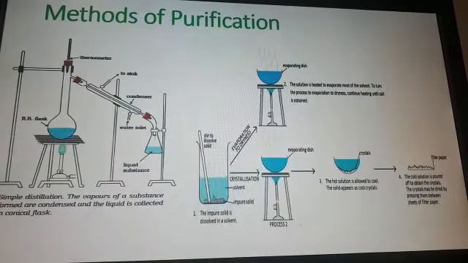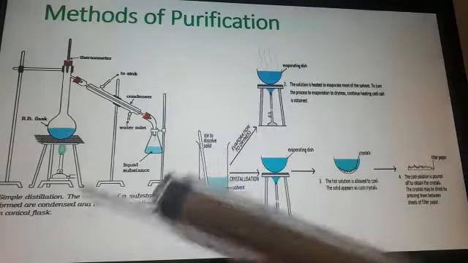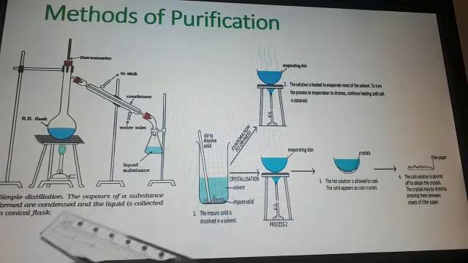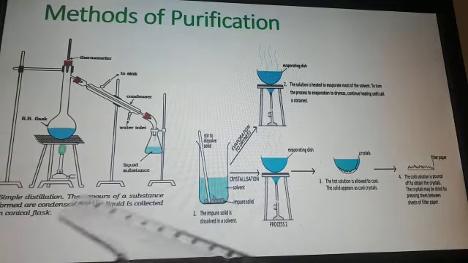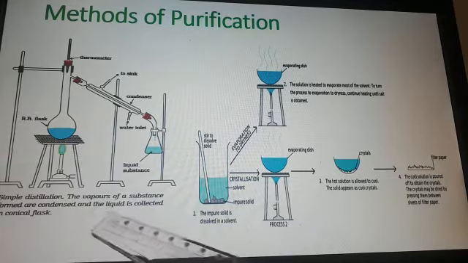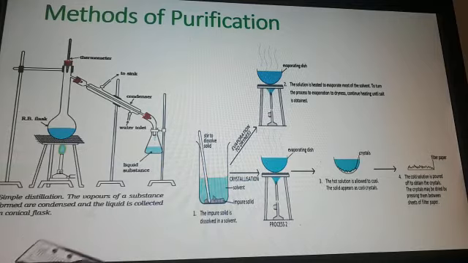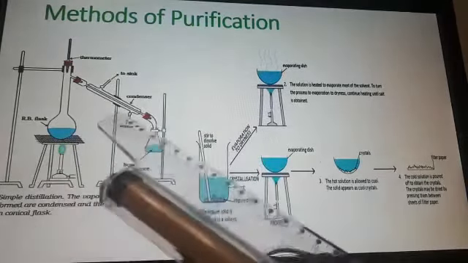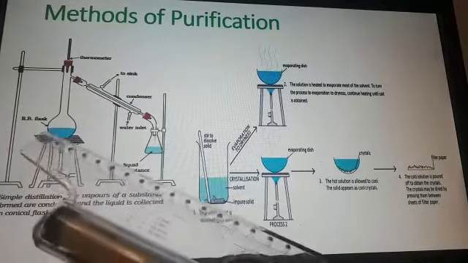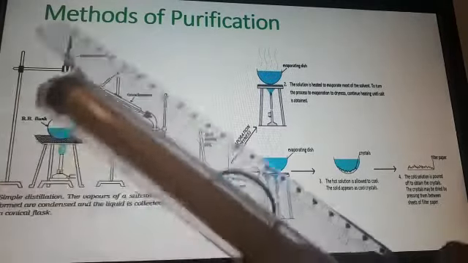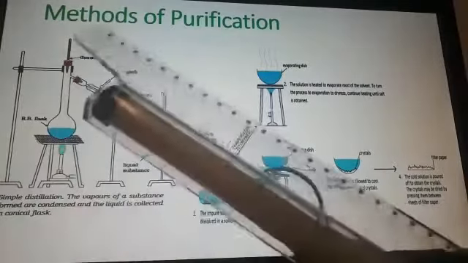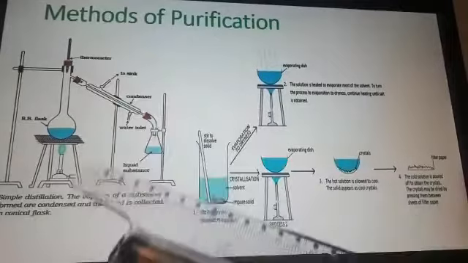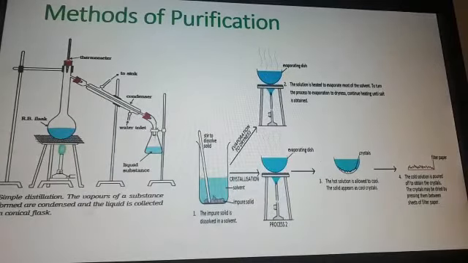Next are the methods of purification: simple distillation and crystallization. In simple distillation, the vapors of a substance formed are condensed and the liquid is collected in a conical flask. Distillation is the combination of two methods, evaporation and condensation. You know that in evaporation the liquid changes into the gaseous state, and condensation is when the gaseous state changes into the liquid state. These two processes together are called simple distillation.